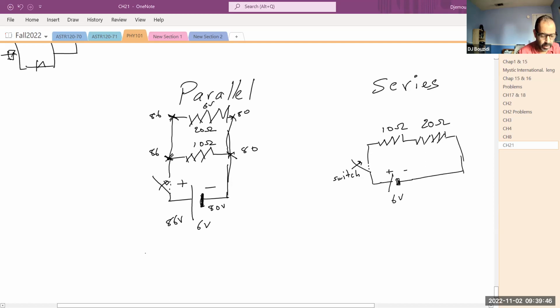The voltage, or the drop in potential, is the same. That is the key thing for a parallel circuit. So this is one point in here.